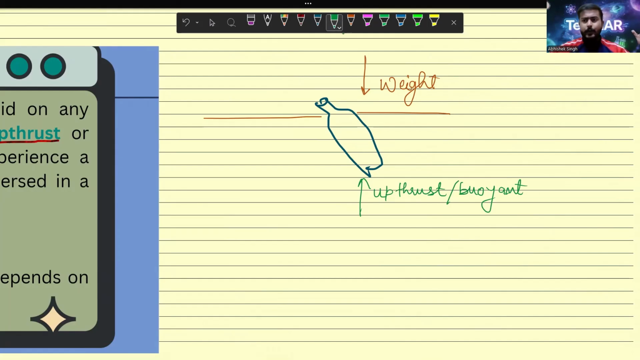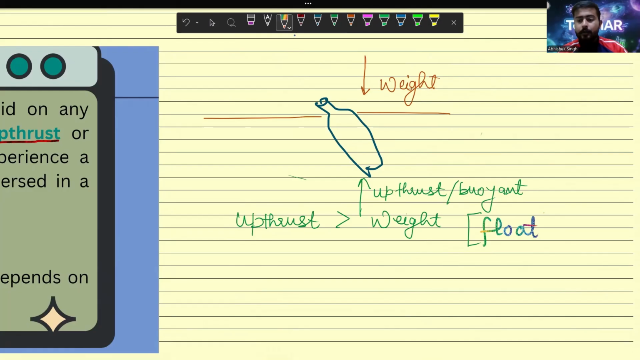We have already discussed in many chapters that if two things apply force in opposite directions, the body will only move in the direction of the larger force. So if the upthrust is greater than the weight, it will apply the force and the object will keep on floating on the surface.